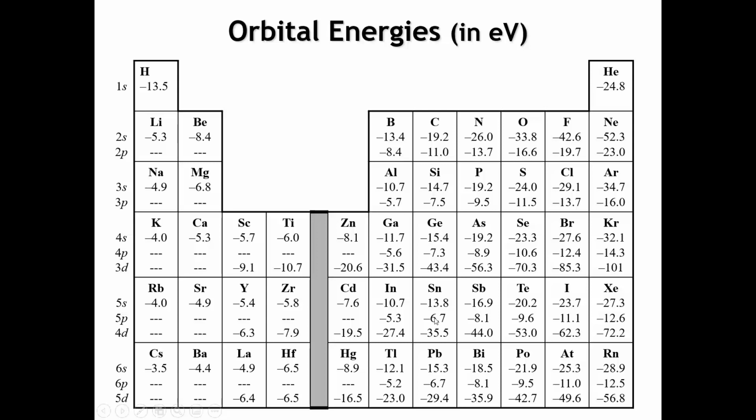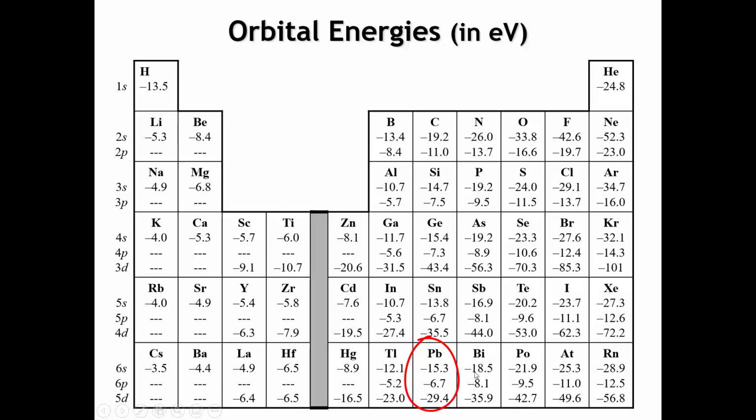When we go, though, to thallium, instead of the s orbital being 5 electron volts below the p orbital, now it's about 7 electron volts. And for lead, we're pushing upwards of 9 electron volts. And we see the same trend for bismuth.